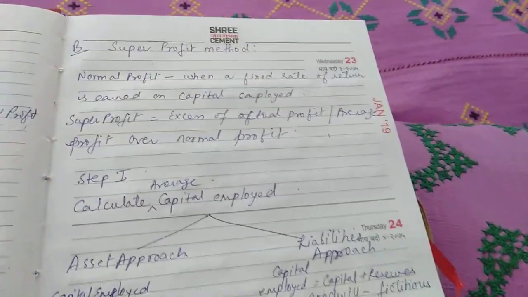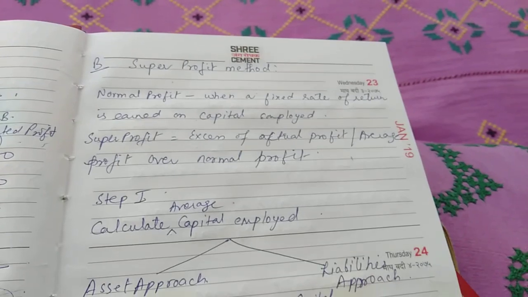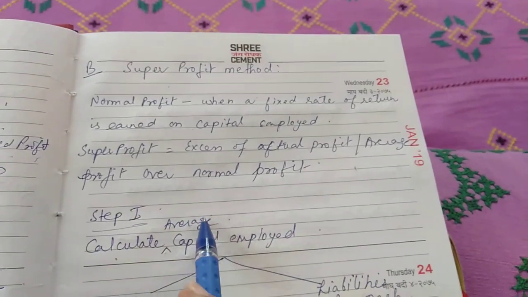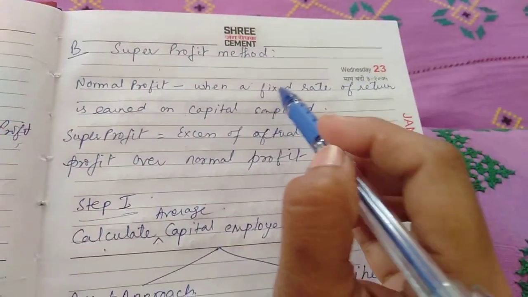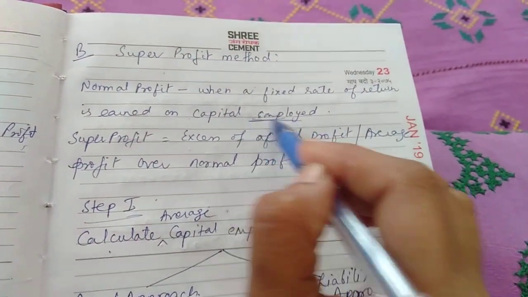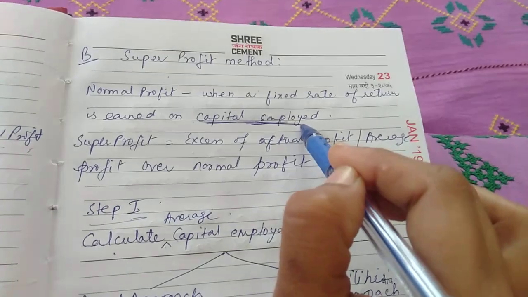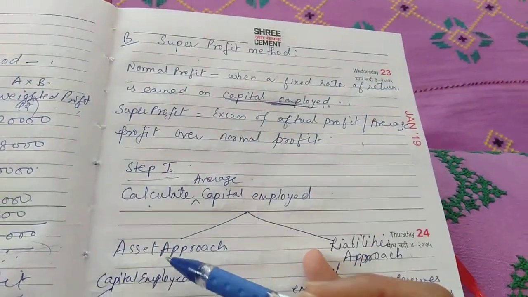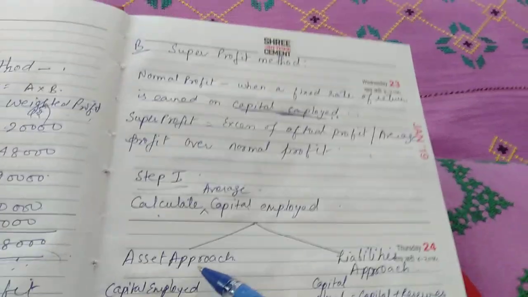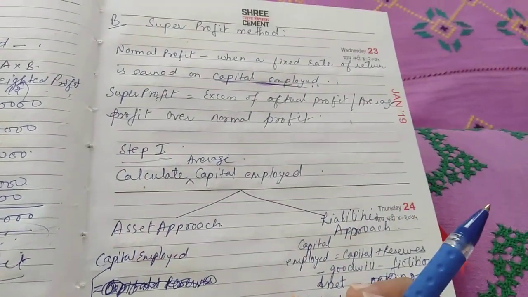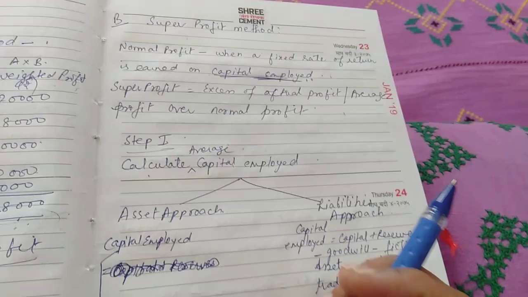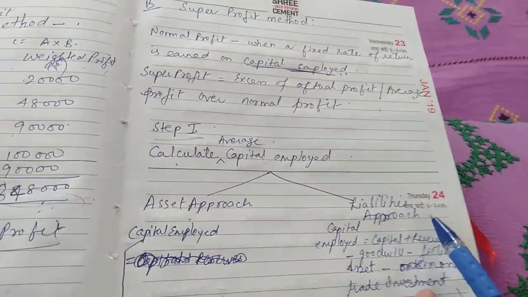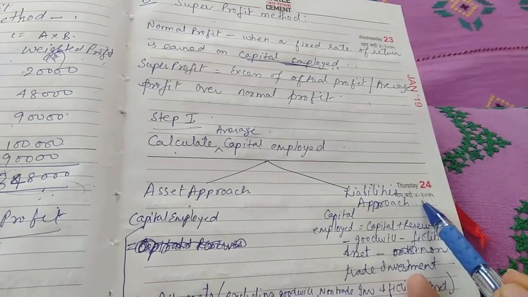So let us check how you are going to solve with this method. The very first step is to calculate average capital employed. As you have to calculate normal profit, here we need capital employed. So how can you calculate capital employed? I am going to explain. There are two approaches. It depends on the information given in the question which approach you have to follow. First is the asset approach, second is the liabilities approach.